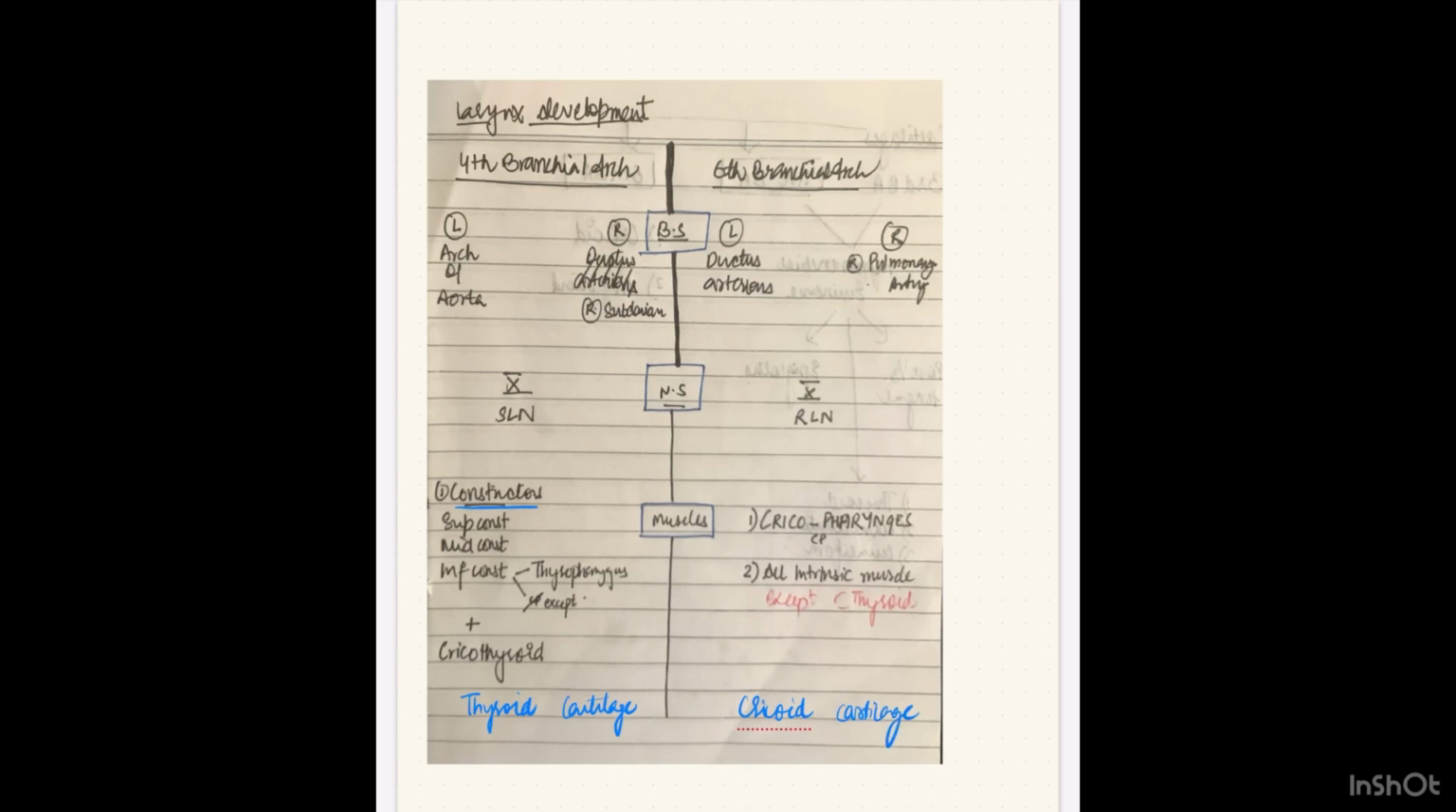So all constrictors are by the fourth branchial arch except cricopharyngeus. Since the cricoid cartilage is in the sixth branchial arch, remember cricopharyngeus will be from the sixth pharyngeal arch, whereas all other constrictors, the superior, middle and inferior constrictor and its thyropharyngeus part plus the cricothyroid will be supplied by the fourth branchial arch artery, and the nerve will be the superior laryngeal nerve, whereas all other intrinsic muscles of the larynx except cricothyroid, that is supplied by fourth, will be supplied by the sixth branchial arch.